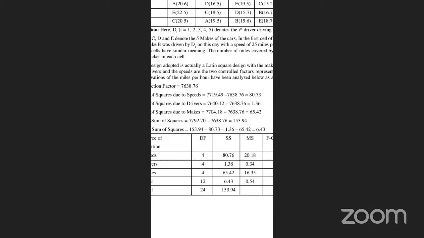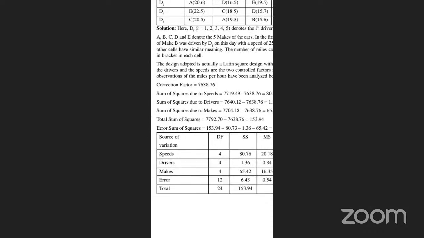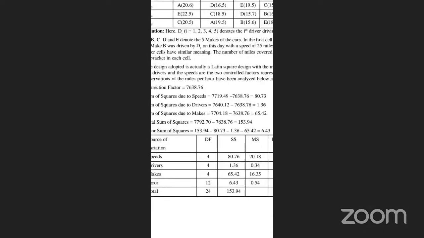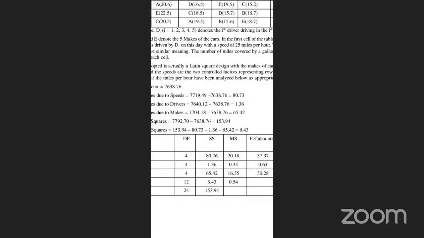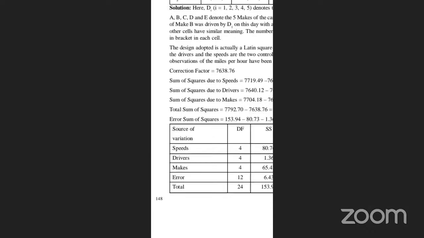So what is the output here? 153.9 for total sum of squares, 80.73 for the speeds, minus 1.36. Tell me. From the values obtained, I subtract: 153.94 minus 80.73 minus 1.36 minus 65.42, that is 6.43. So therefore, speeds, drivers, makes, errors, total.